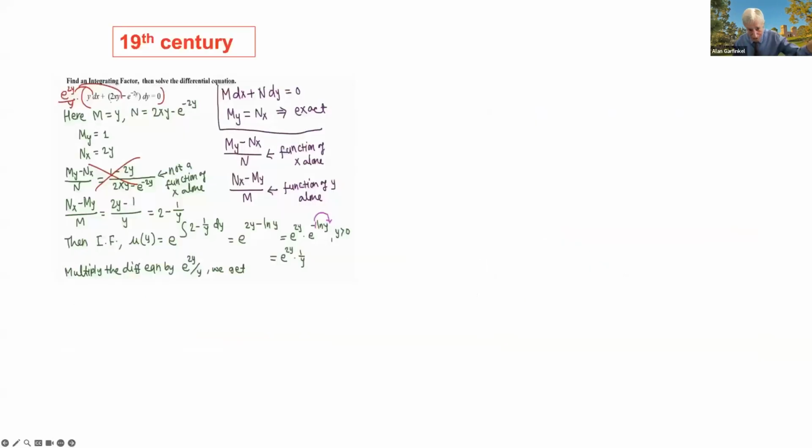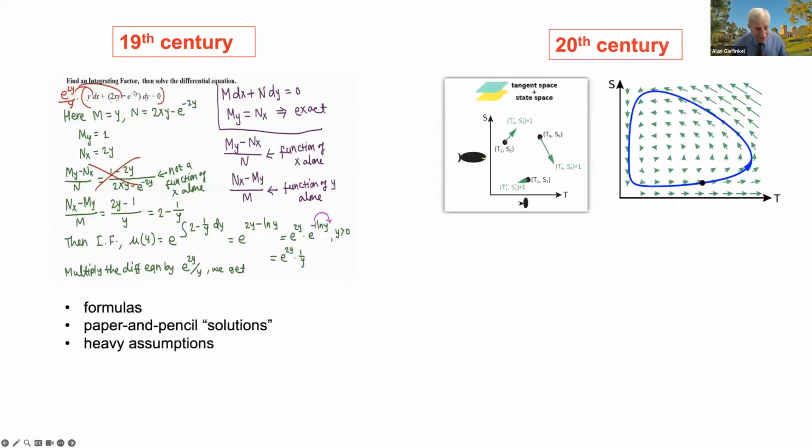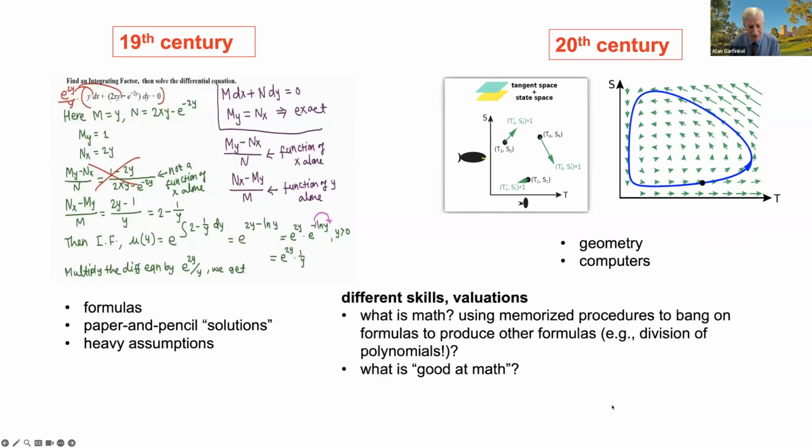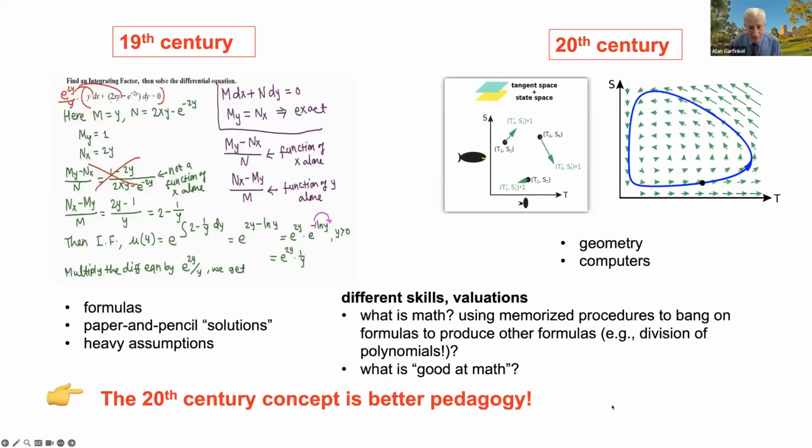So, reminding you of the first part of my talk, we talked about the 19th century: formulas, paper and pencil solutions, heavy assumptions. And then we talked about the 20th century, and made the point that the 20th century concept is better pedagogy. So now let's cut to statistics. What's the short history of statistics? Well, we have a real breaking point, and the breaking point is mid-20th century. Why mid-20th century? The birth of modern computing.